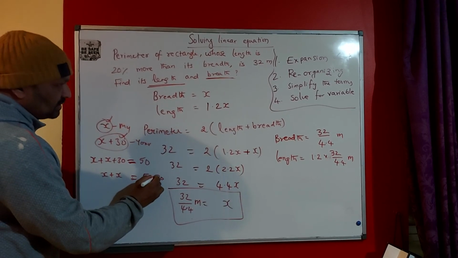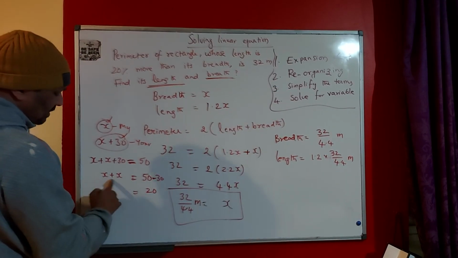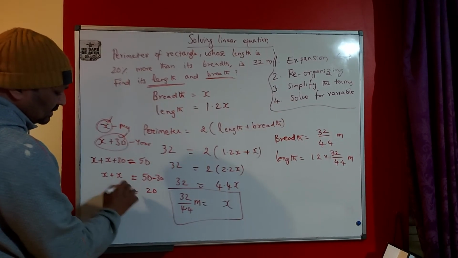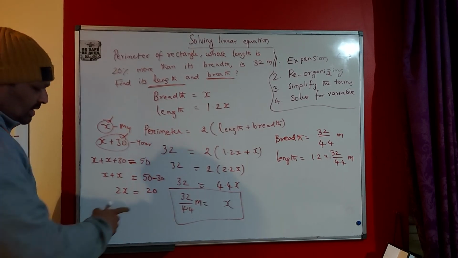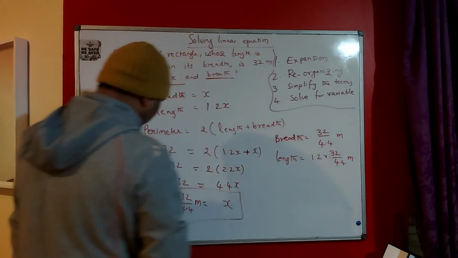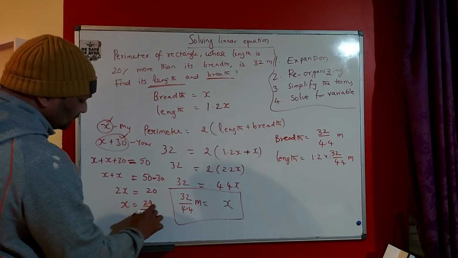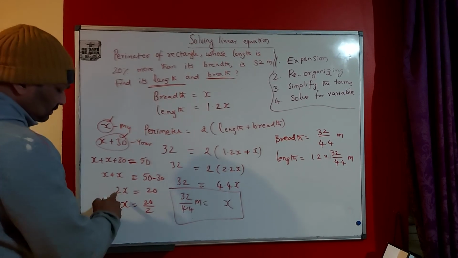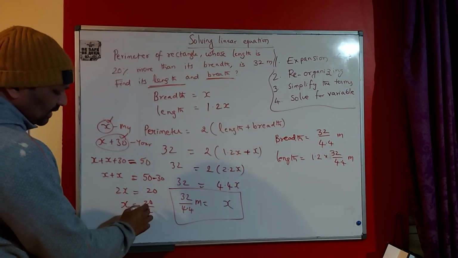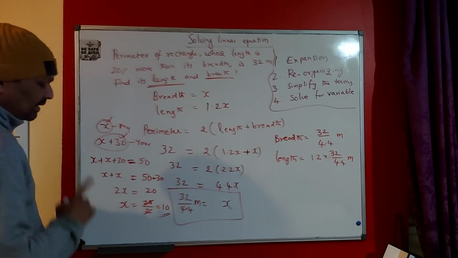The next step is simplifying. If you simplify, you will get 20, and here you will get 2x. Okay, after simplifying, I got this equation. Again, solve for variable. What is the variable? Variable is x. x is equal to 20 by 2. 2 if it goes to the other side, it becomes division. That's why you will get x is equal to 10.